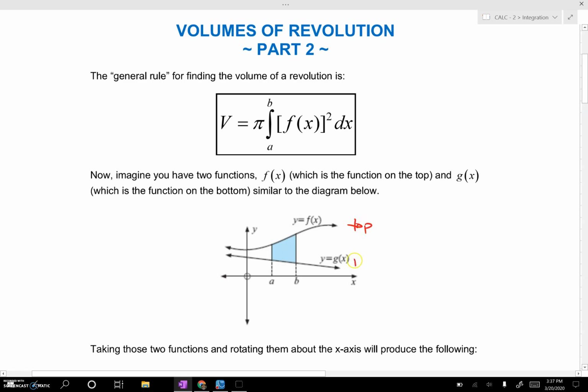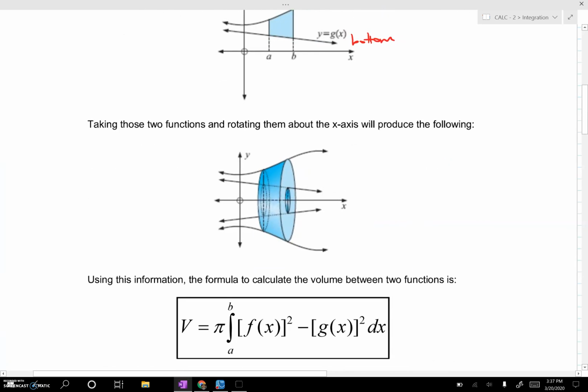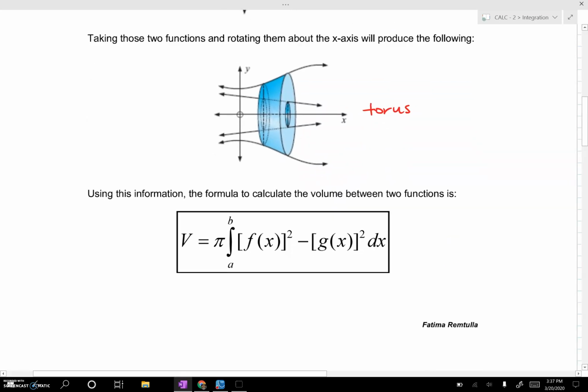Now, if I rotate those two functions about the x-axis, I get what looks like a donut shape. This shape is known as a torus, not the astrological sign, but the mathematical shape. So when I want to calculate the volume between the two functions, I have pi times the integral of the top function squared minus the bottom function squared.